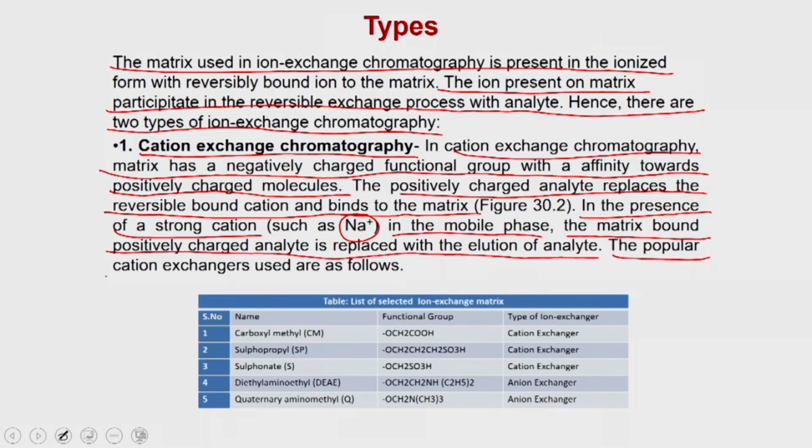The popular cation exchangers are as follows. You can have carboxymethyl, which is CH2COOH, you have SP Sepharose, and you can have sulfonate. All these three are cation exchangers, whereas the other possibility is the anion exchanger, which is going to have a positively charged functional group with an affinity for negatively charged groups.